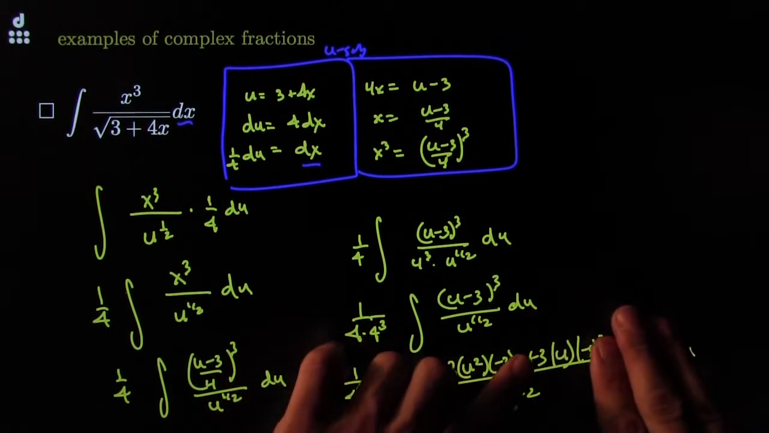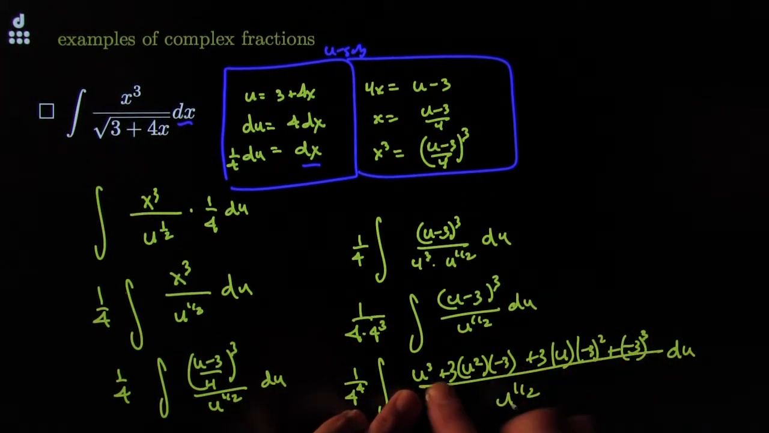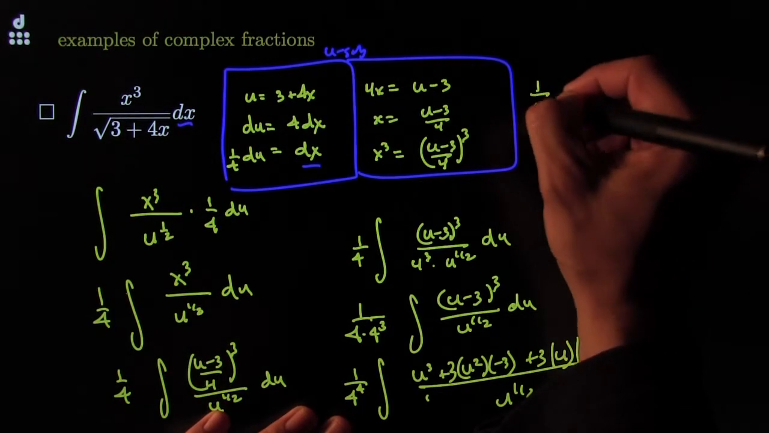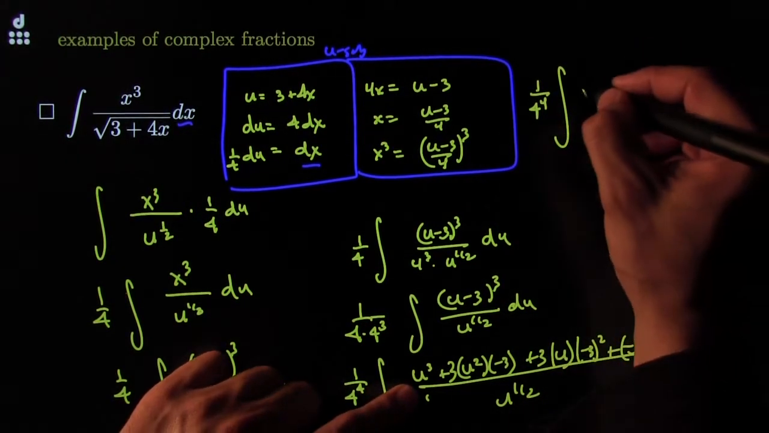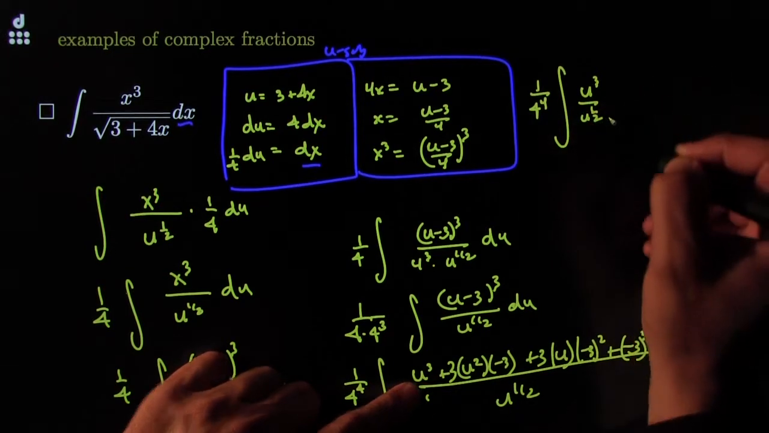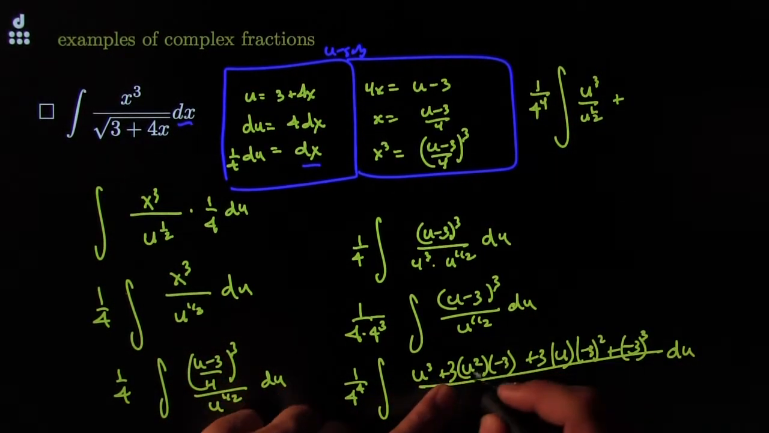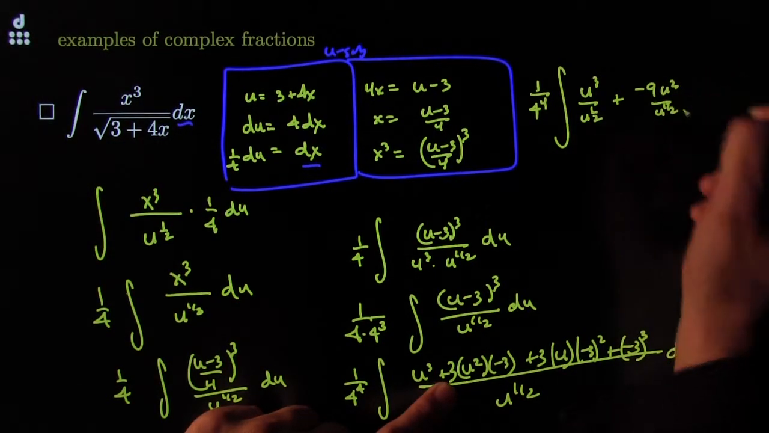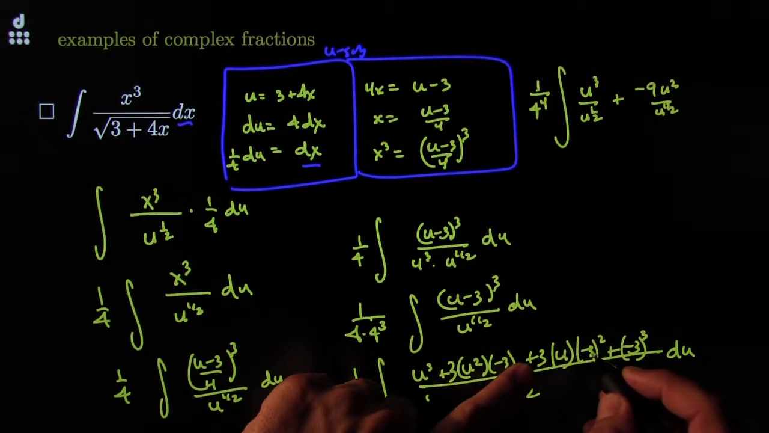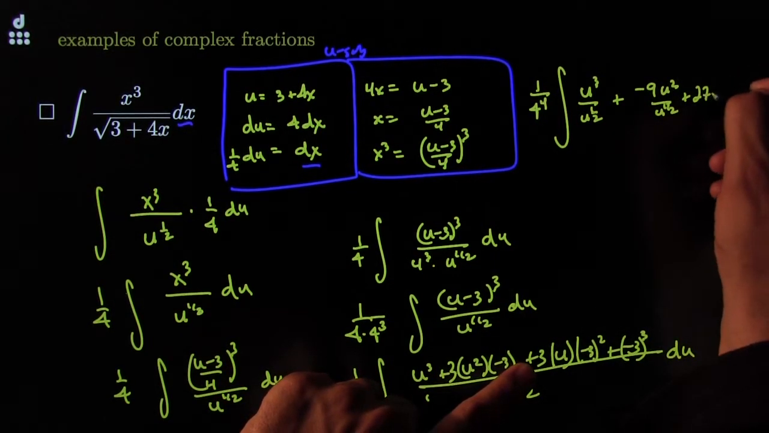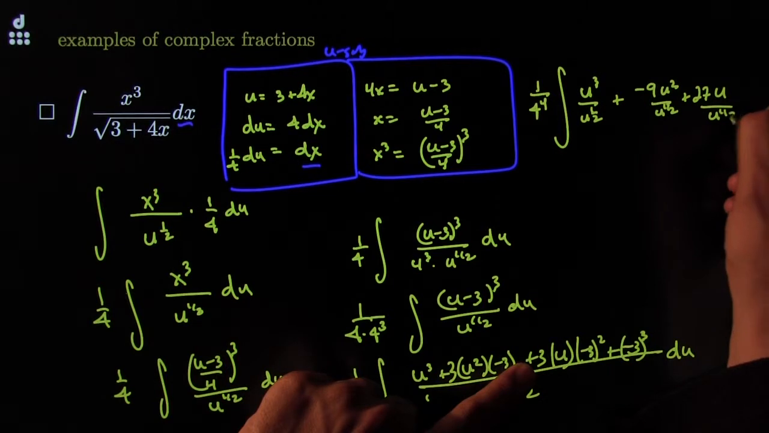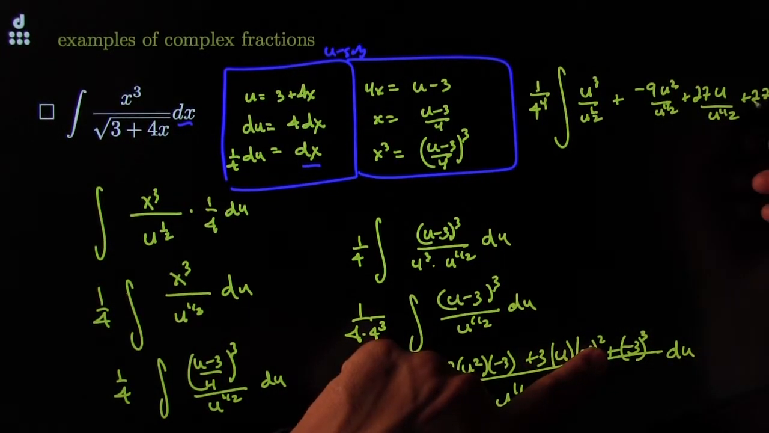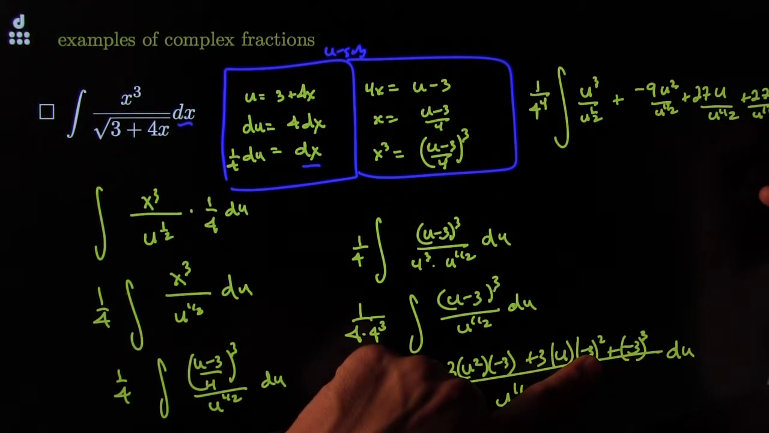Since I have 4 terms on the numerator, I'll have 4 different little fractions. It'll look like 1 over 4 to the 4th integral of u to the third over u to the 1/2, plus, I'm going to collect these, negative 9 u squared all over u to the 1/2. Here I have 3 times 3 times 3. That's going to give me 27 u all over u to the 1/2. And here I'll just have 27, I think I'm running out of screen, all over u to the 1/2 du.